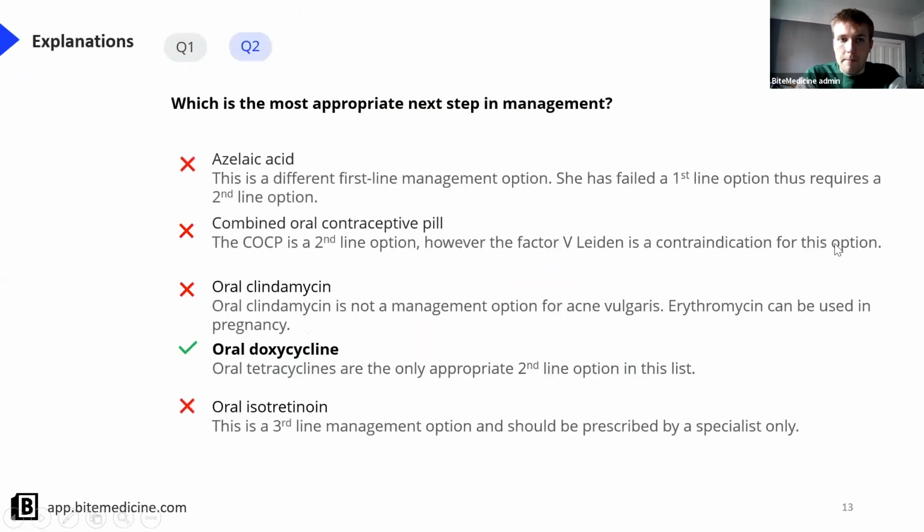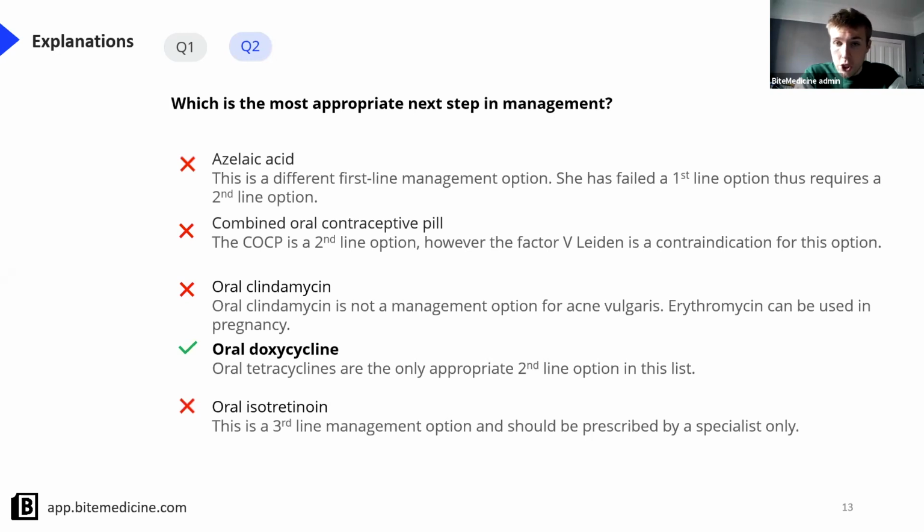Azelaic acid, we said, was one of the first-line options. This patient's already failed on a first-line option. Now, the combined oral contraceptive pill would have been a correct answer. However, the option of choice usually for the combined oral contraceptive pill in acne is a medication called Dianette, which contains cyproterone acetate and ethinylestradiol. However, this patient had a past medical history of factor V Leiden, a prothrombotic disorder. That would cause a contraindication for the oral contraceptive pill.